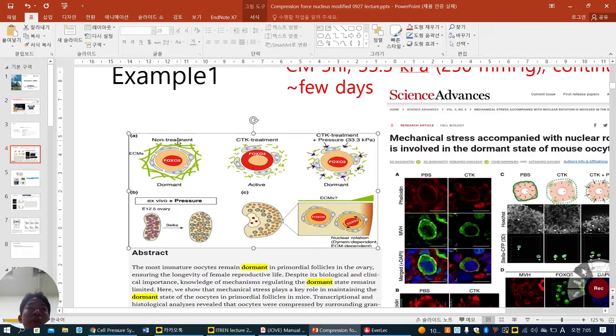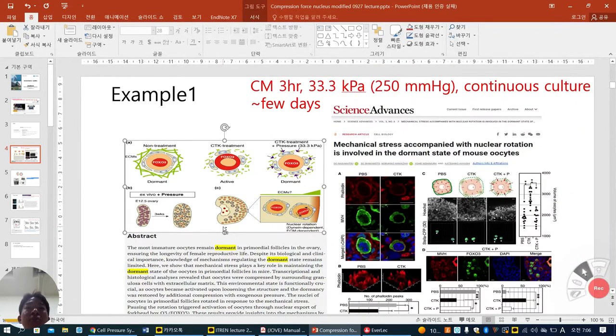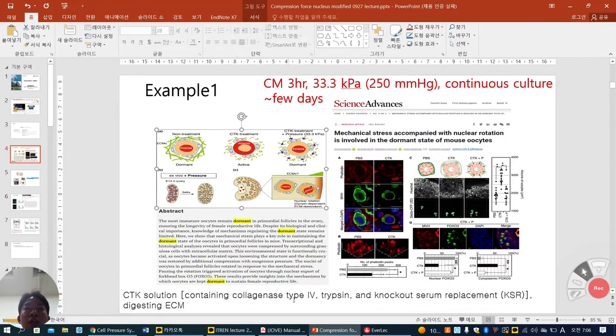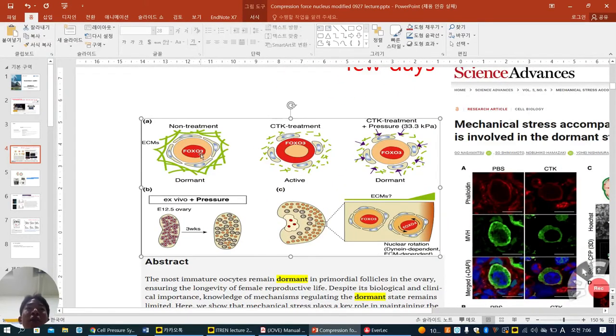Non-treatment means that the ECM is there. And when CTK is treated, CTK means some enzyme to degrade the ECM. C is collagenase, trypsin, and knockout serum replacement. When they degrade it, their target FOXO3 transcription factor goes out to the cytoplasm. But when they induce pressure using this machine, the FOXO3 again goes to the nucleus without the ECM. Okay? So they proved their concept: the role of the ECM in confining the FOXO3 transcription factor inside the nucleus is due to the compression force on the cell.